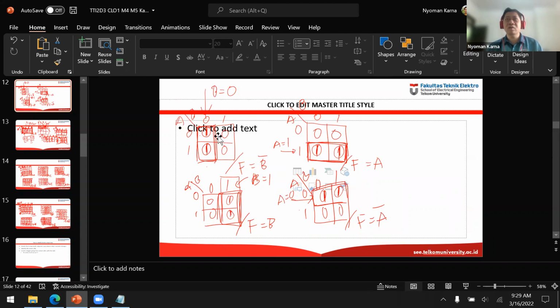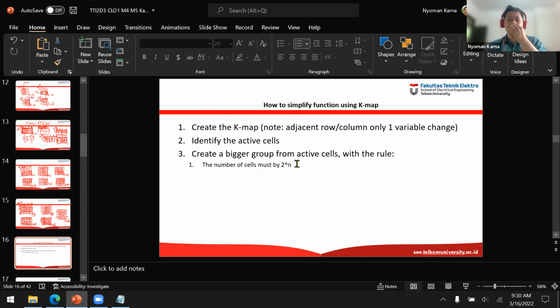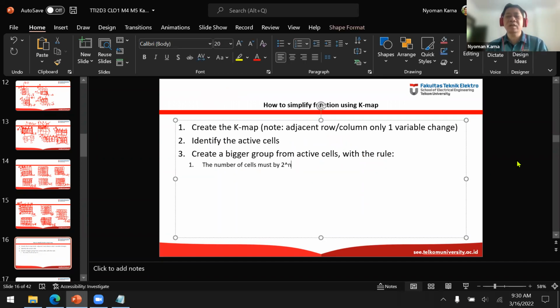So there is no group with 3 cells. There is no group with 5 cells. There is no group with 6 cells. There is no group with 7 cells. Only 1, 2, 4, 8, 16, 32, or 2 power of n. Okay, that's rule number 1 to create the group.